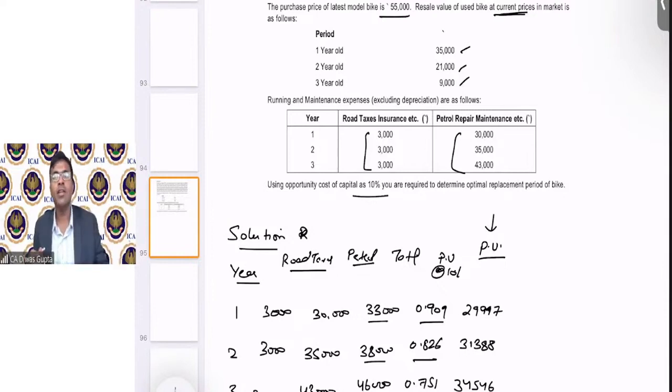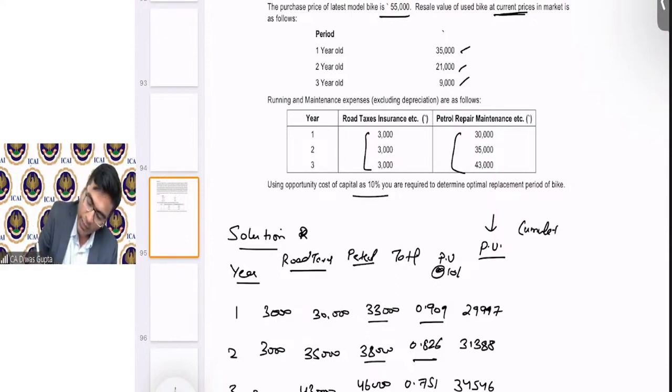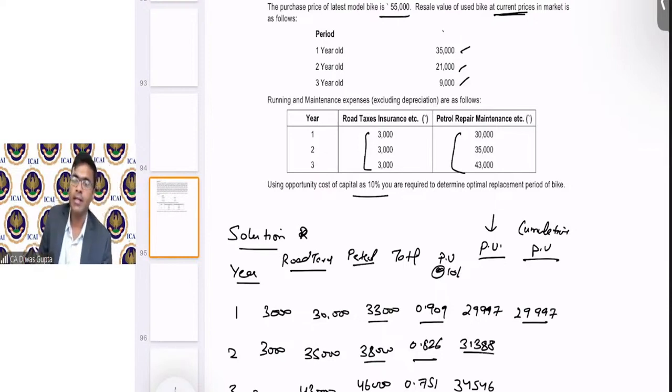Now for assessing our decision, we need to know the cumulative cost at the end of first year, second year, and third year. So one column we will have to put as cumulative present value. First year cumulative will be the same. Second year cumulative will be 31,388 plus 29,997, which is 61,385. Third year will be 61,385 plus 34,546. So it simply means if I continue till third year, in totality I will incur a cost of 61,385 plus 34,546, which is 95,931.